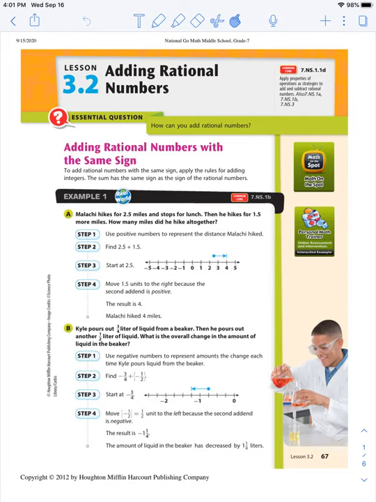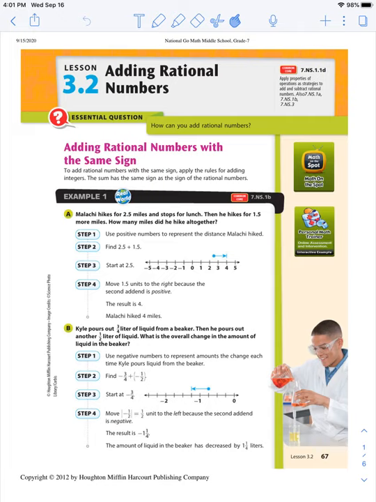All right, so now that you know what rational numbers are, we're going to work on adding rational numbers. Let's look at example 1. Malachi hikes for 2.5 miles and stops for lunch. Then he hikes 1.5 more miles. How many miles did he hike altogether?